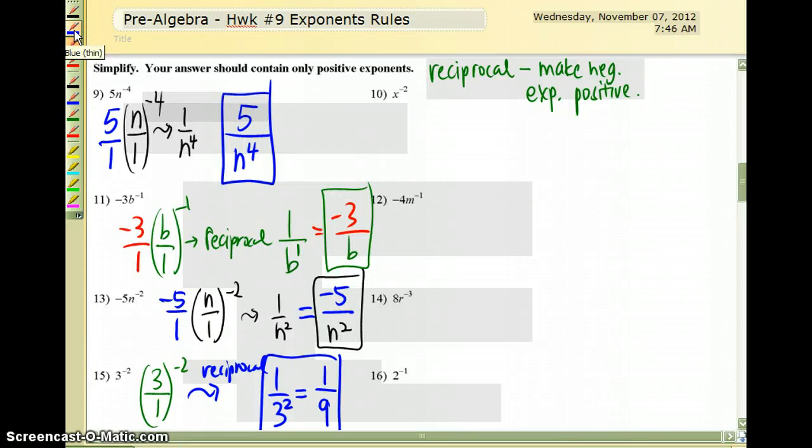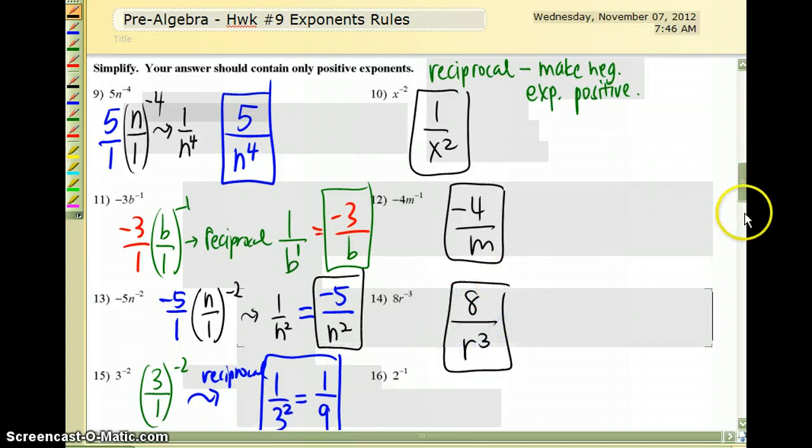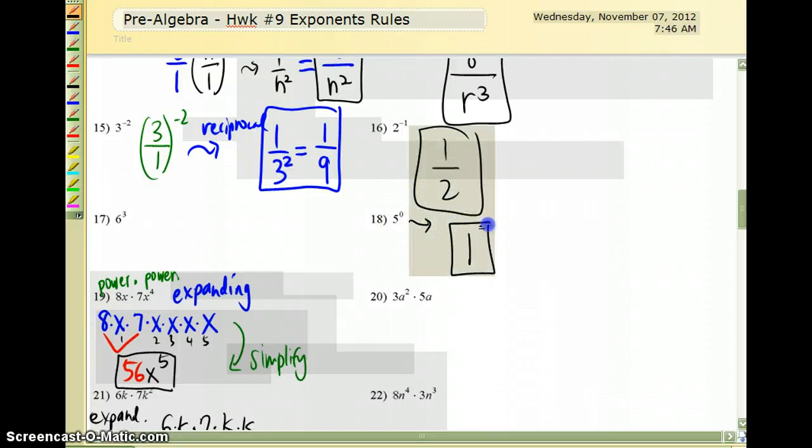So I gave you those answers, and I did want you to try the evens, and here are the final answers for the evens. Number 10 is going to be 1 over x squared. Number 12 was negative 4 over m. Number 8 is 8 over r to the 3rd. Number 16 is 1 over 2. Remember that with a 0 exponent, the answer will always be 1, so for 18 it's 1.